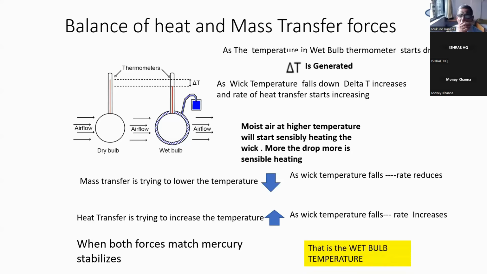For simplicity, I have taken only convection, but there is a radiation component also. So if we are doing the equations, then we have to take the radiation component into account also. But for simplicity, I have just taken the convection component.